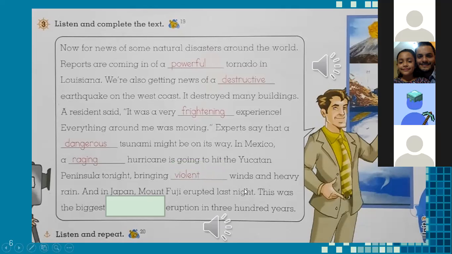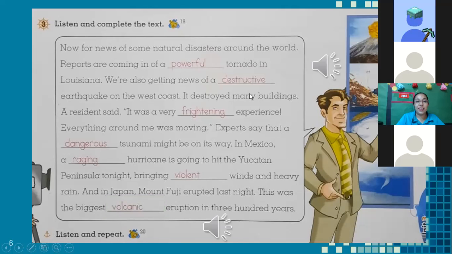And in Japan, Mount Fuji erupted last night. This was the biggest, okay, Harrison? Volcanic. Okay, the biggest volcanic eruption in 300 years. Yes. Okay, check the answers. Yes. Okay, so let's see now for news of some natural disasters around the world.